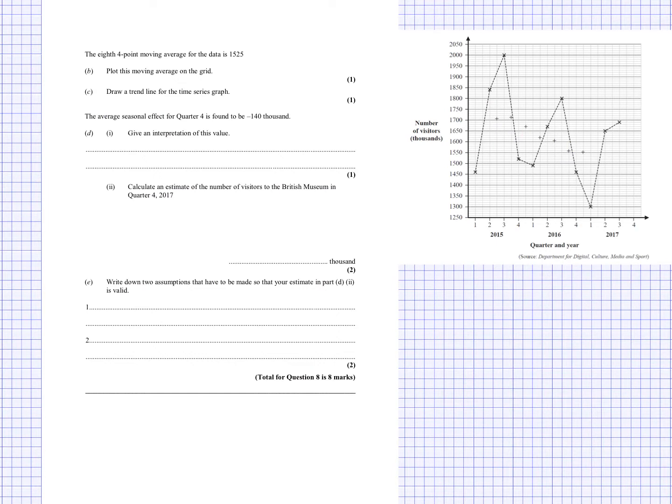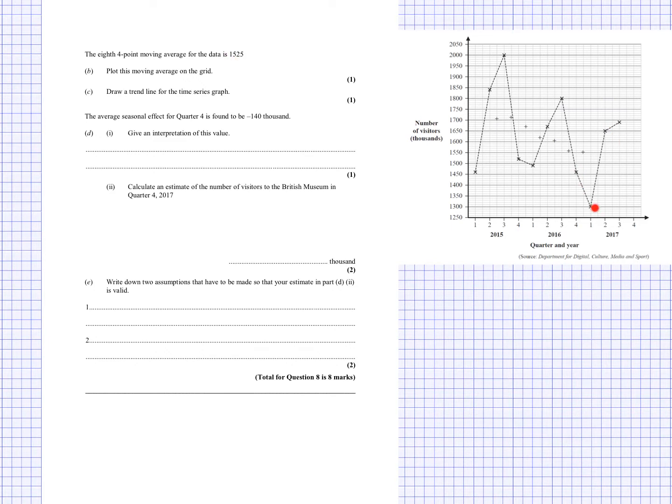Okay, so the question continues, and I've got the graph here because we're going to need to look at it. It says the 8th 4-point moving average for the data is 1,525, and we need to plot this moving average on the grid. Okay, so it's the last 4 values. So this value, this value, this value, and this value. If you add these 4 values up and divide by 4, we would have got 1,525.